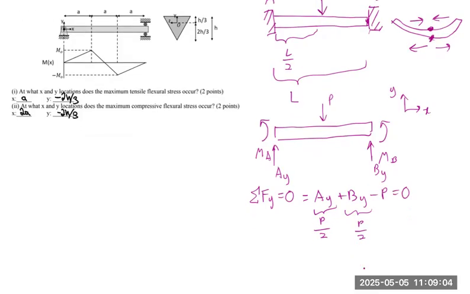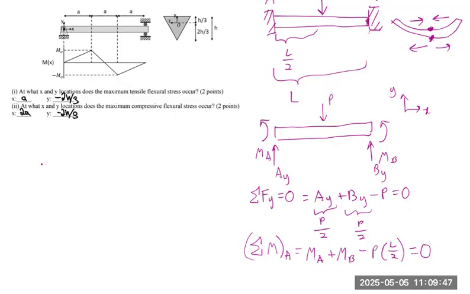Now we have our sum of moment equation as well, which is going to be, we can take the moment around A. It's going to be MA plus MB, and then P is going to produce a negative moment because it will produce a clockwise moment around the pivot point A, at a length of L over 2. So MA plus MB minus P times L over 2 is equal to 0.